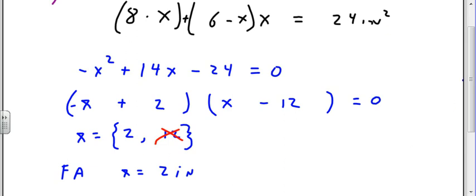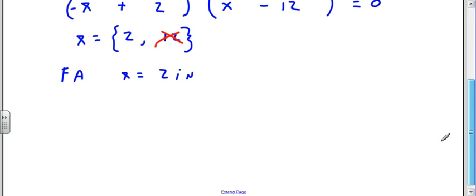Okay, then we'll check our work. 2 times 8 plus 4 times 2 equals 24. Check. Go ahead. Excellent. Area of rectangle, equivalent resistance of 2 resistors. Okay, 25 is next.